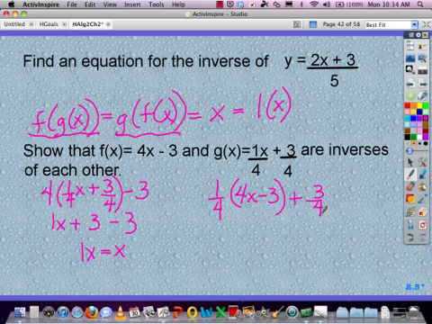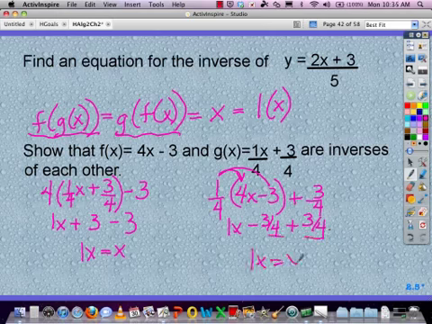And again, using order of operations, we will multiply. 1/4 times 4, 1x. 1/4 times a negative 3 is a negative 3/4. Negative 3/4 will get added to 3/4. And we do combine like terms. And again, we end up with 1x, also known as x. And we have just shown that putting f of g of x and g of f of x in both directions and simplifying, we get x out. So we have shown that these two equations are truly inverses of each other.